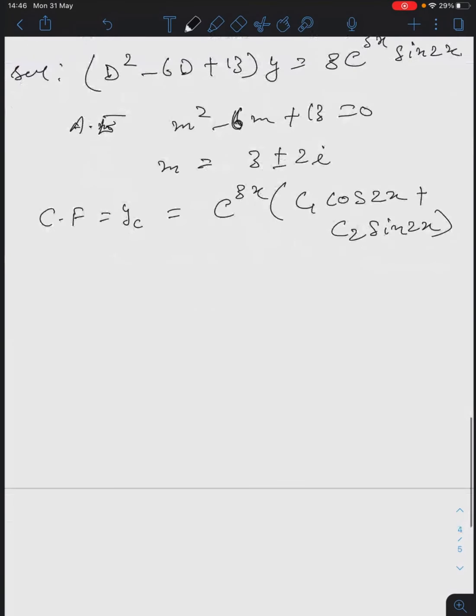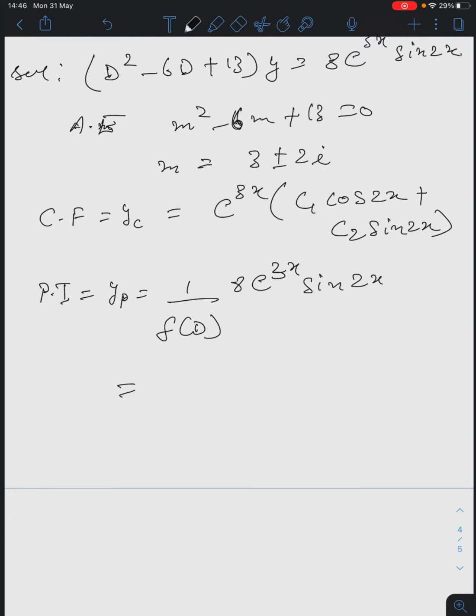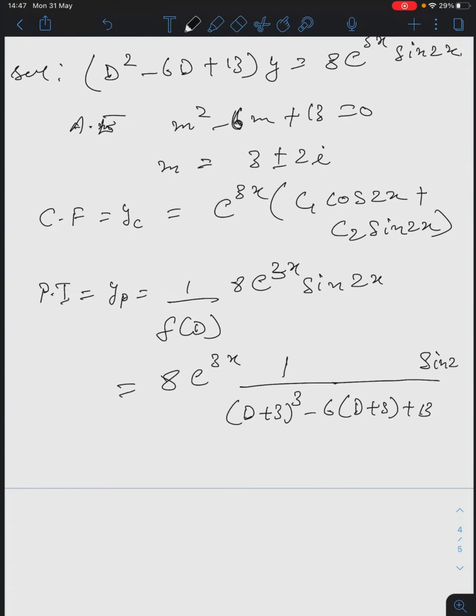Now particular integral, which is yp is equal to 1 by f of d on 8 e to the power 3x sin 2x. Because this 8 is a constant, you can write it outside. Okay, e to the power 3x, and d needs to be replaced with d plus 3. So this will be d plus 3 whole square minus 6 into d plus 3 plus 13, and this whole thing you need to apply on sine 2x.